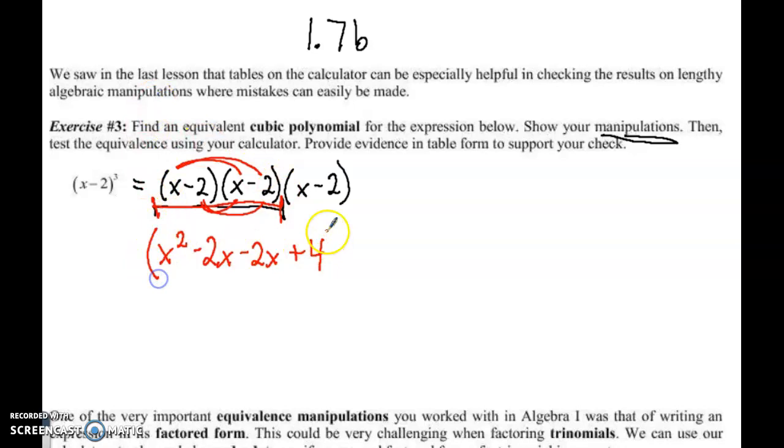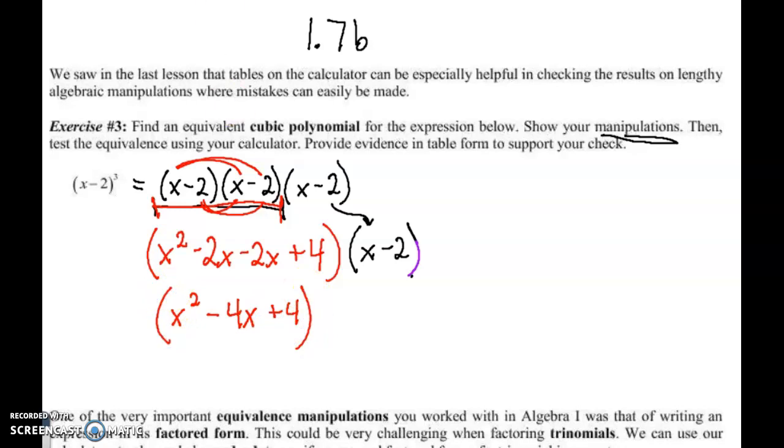Now, right now I can't do anything with this x minus 2. I'm just going to bring it down. So that was a parenthesis, an ugly one, but it's still there. So now what I should do, oops, change colors again, is simplify this. We have x squared, -2x, -2x, that's -4x plus 4. So we still have like terms there.